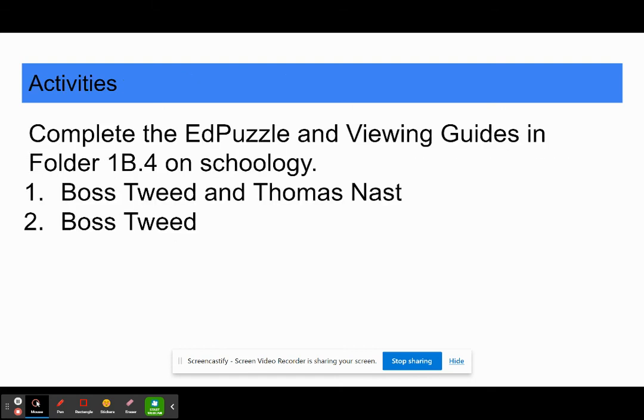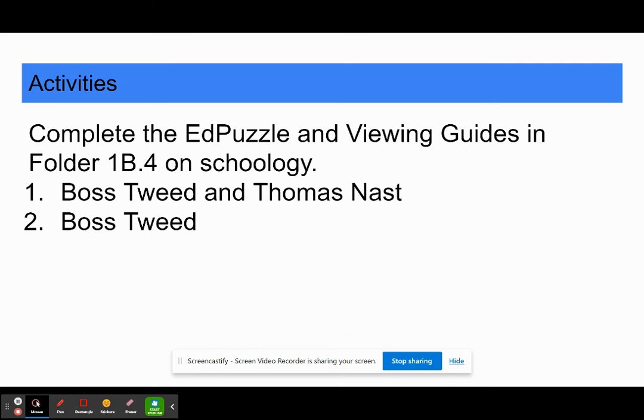Now you're going to complete two Edpuzzles. One is on Boss Tweed and Thomas Nast. You'll see in that particular Edpuzzle video and in the guide some of the big ideas about Boss Tweed and political machines and corruption. And you'll see images that Thomas Nast drew, and you'll be able to see evidence of Boss Tweed and his corruption in those images. It gives a little bit more of an in-depth look at the corruption and how it was dealt with and how Thomas Nast's work brought attention to it.